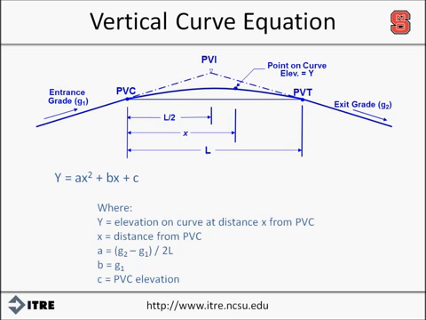To customize the parabolic equation for finding the elevation of any point along a vertical curve, the term A is equal to G2 minus G1 divided by 2 times the length of the curve. The B term is equal to the grade of G1, and the C term is the elevation of the PVC. Again, all distances must be input in stations and grades in percent.